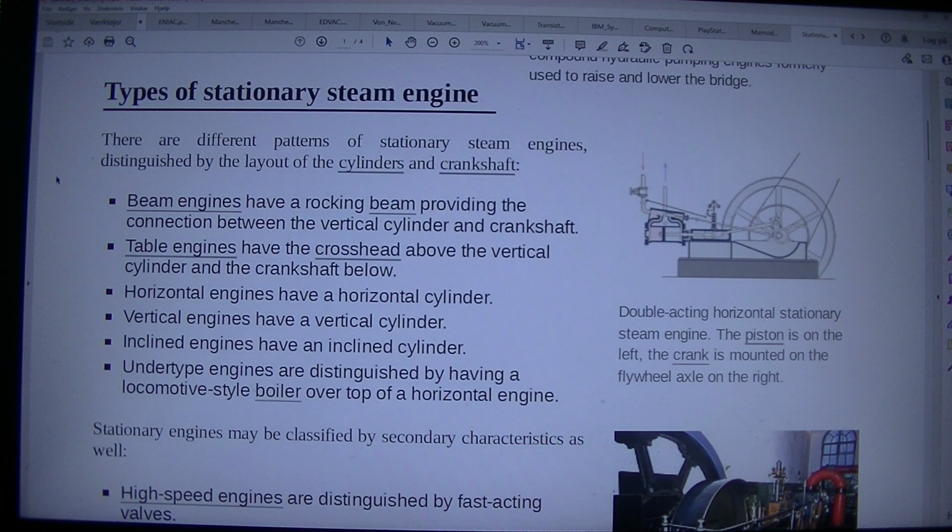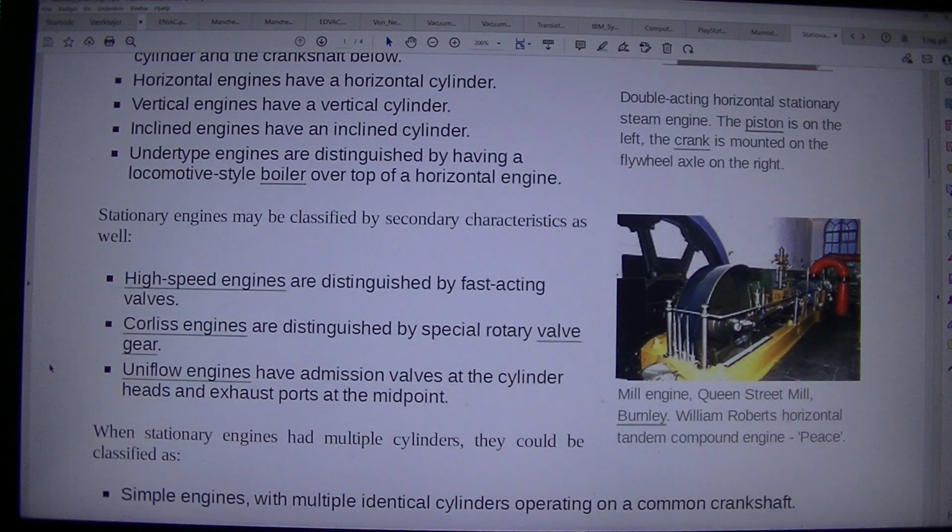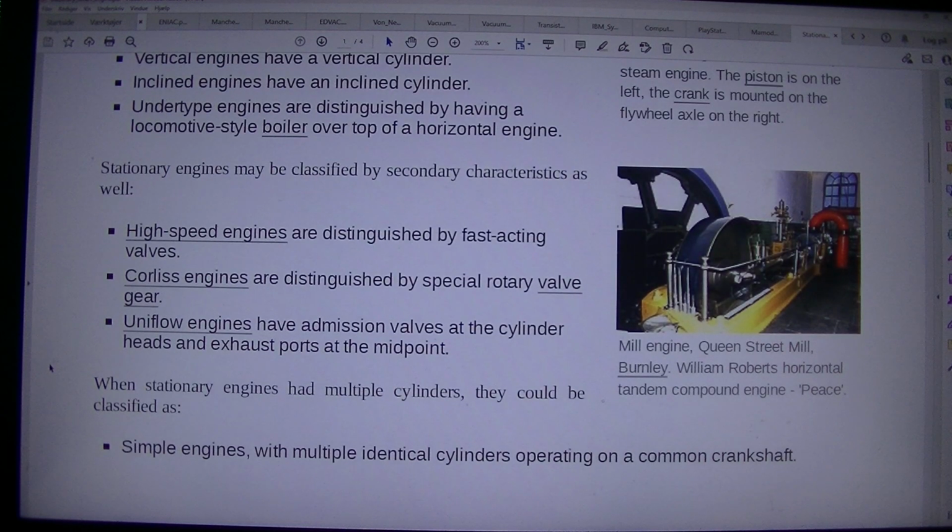Beam engines have a rocking beam providing the connection between the vertical cylinder and crankshaft. Table engines have the crosshead above the vertical cylinder and the crankshaft below. Horizontal engines have a horizontal cylinder. Vertical engines have a vertical cylinder. Inclined engines have an inclined cylinder. Undertype engines are distinguished by having a locomotive-style boiler over top of a horizontal engine. Stationary engines may be classified by secondary characteristics as well.